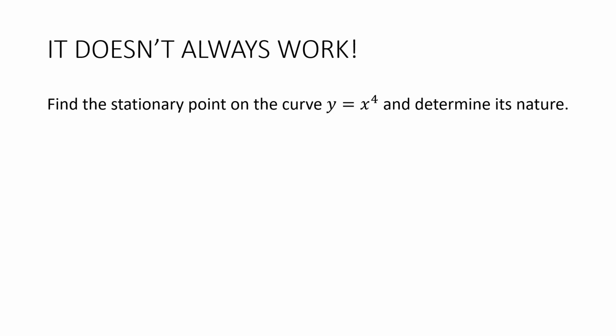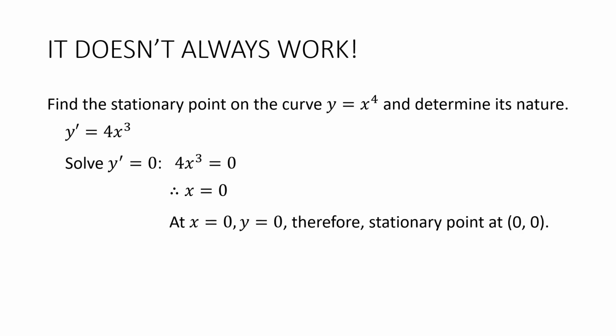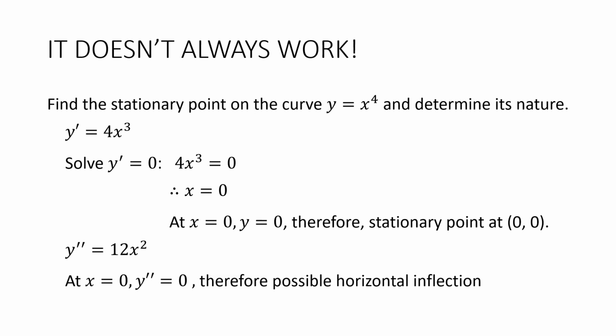So it doesn't always work. Find the stationary point on the curve y equals x to the power of 4 and determine its nature. Okay, the first derivative is 4x cubed. Solving y dashed is equal to 0, I get x is equal to 0. So there is a stationary point at (0, 0). The second derivative is 12x squared. Well, at x equals 0, the second derivative is equal to 0. Therefore, there's a possible horizontal inflection.